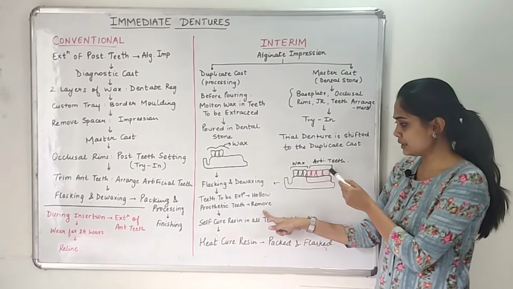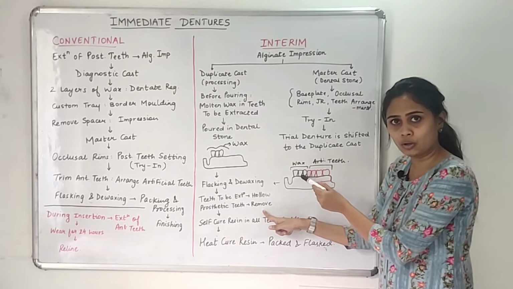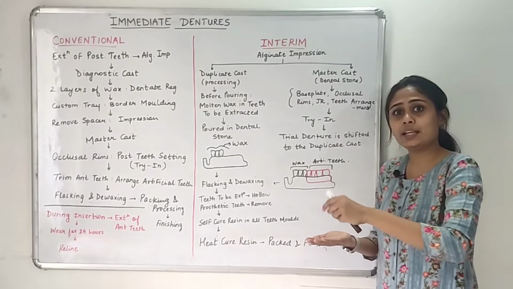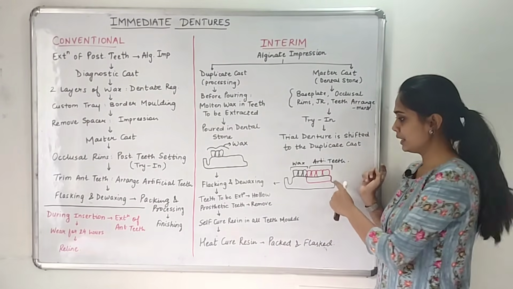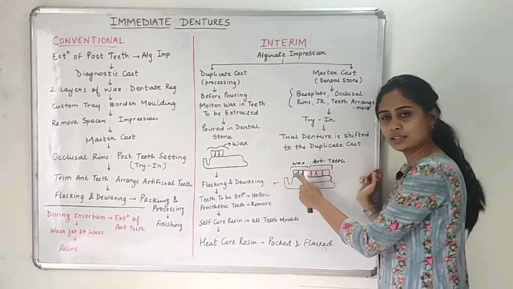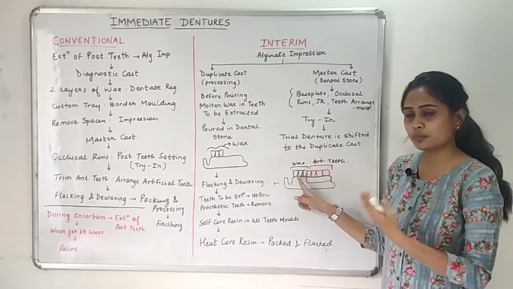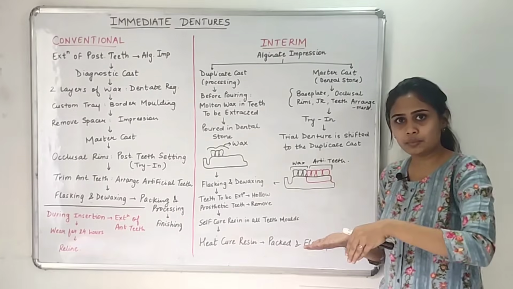So when we remove these teeth and this will already become hollow, what will we get? We'll just get the impression in the stone. What will we get during deflasking? We'll get the impression of these, and this, as such it was melted away. So we'll just have the impression of that.